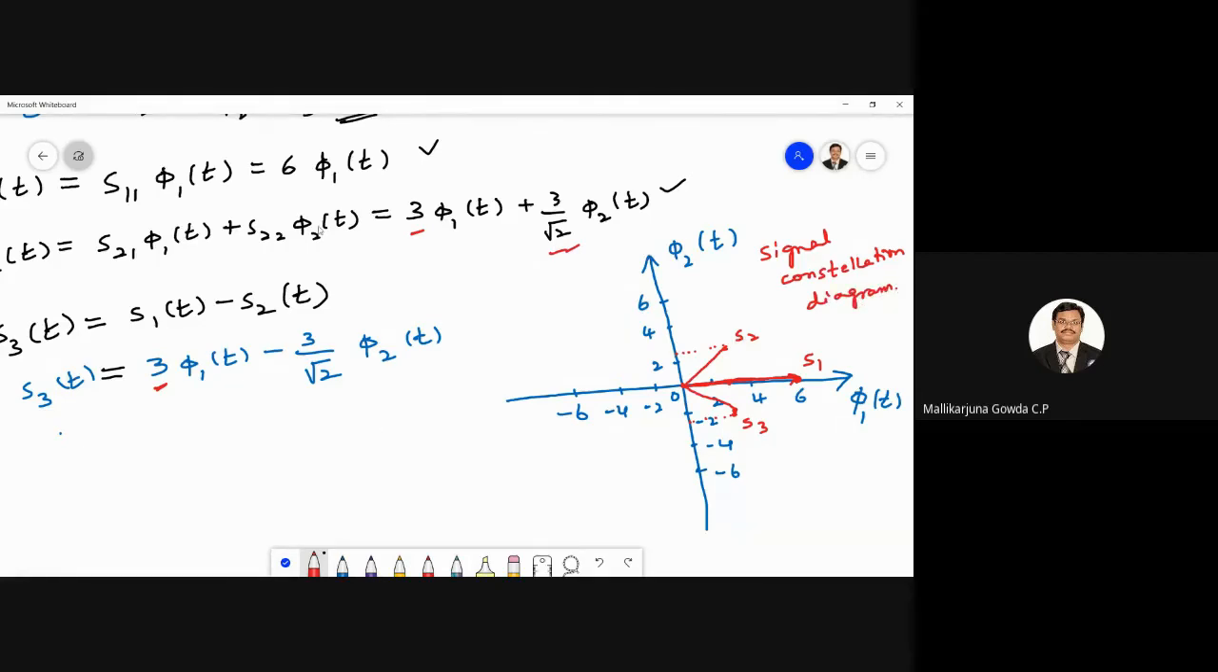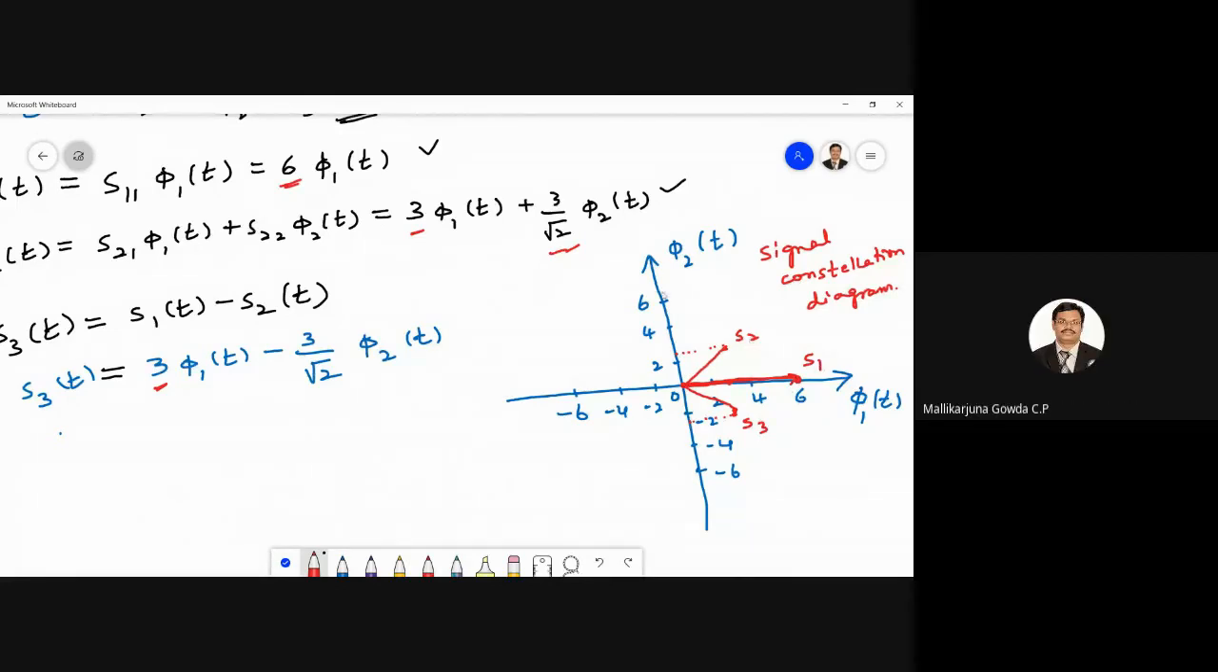Okay, so S1 of t is what? S11 pi 1 of t, na? So S11 is in this, only pi 1 of t is there, right? No pi 2 of t. So that is why I have taken this x-axis, right? And its value is how much? It is 6. So at 6 I am making that point. That is my S1 vector, signal vector. Understood this point? Yeah, sir.